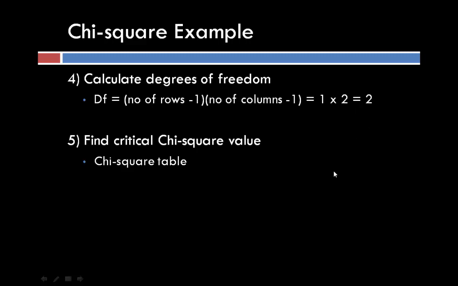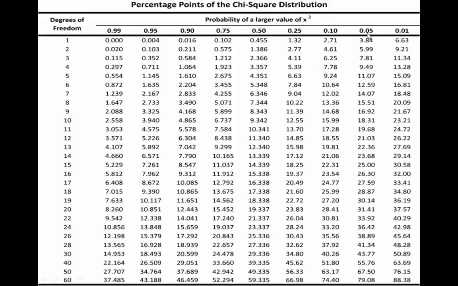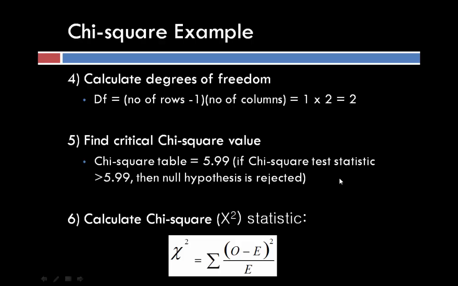Next we want to find our critical chi-square value, and again we would use the chi-square table for this. We are using a significance level of 0.05 and 2 degrees of freedom. Again we would have a chi-square value of 5.99. So from our table, our critical chi-square value is 5.99. If our calculated chi-square test statistic is greater than 5.99, we can reject the null hypothesis.